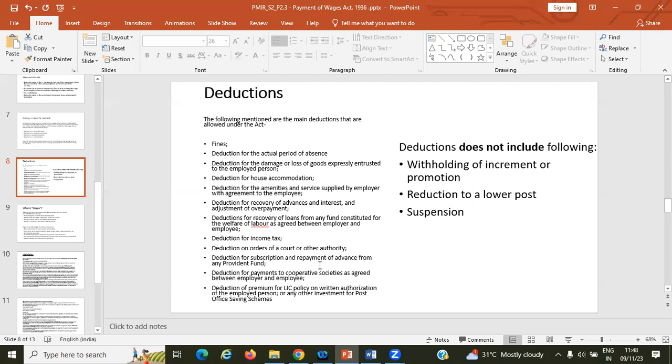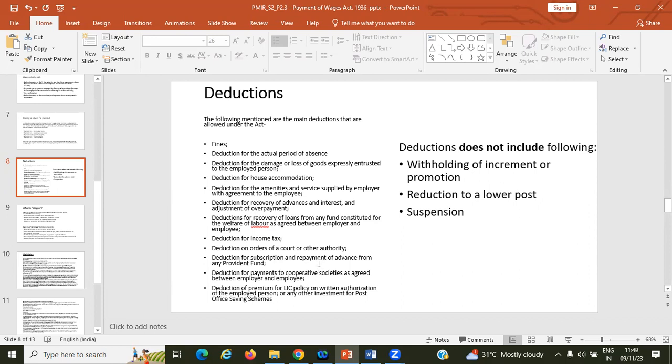Deduction for the house accommodation. Suppose the company has given you the accommodation, the quarters. Every month you are getting some allowance or getting some deduction. So that is adjusted in your salary and mentioned in your payslip. These kind of deductions are allowed.